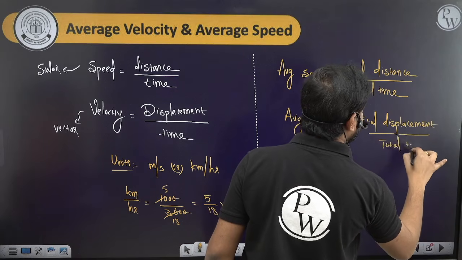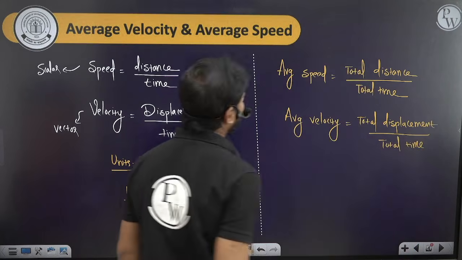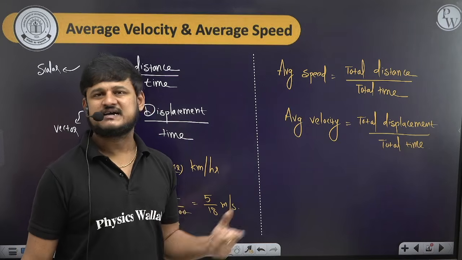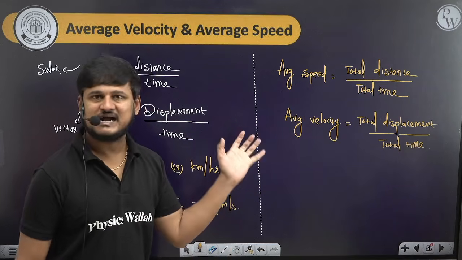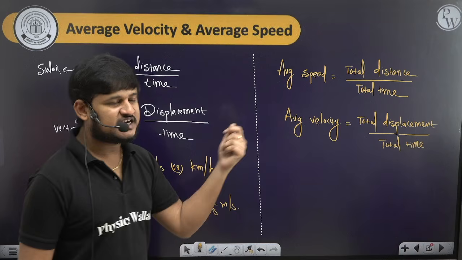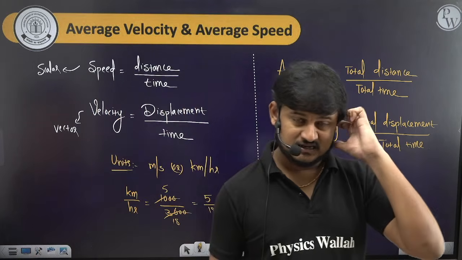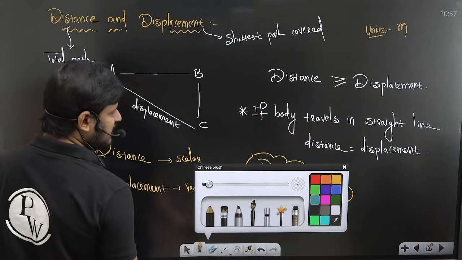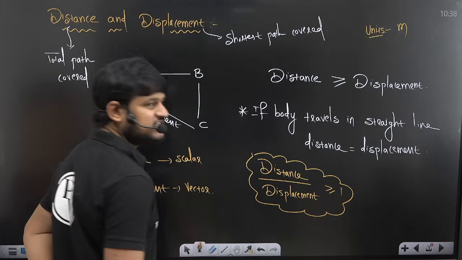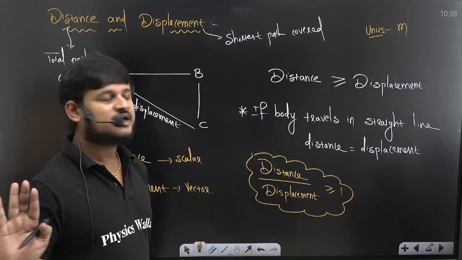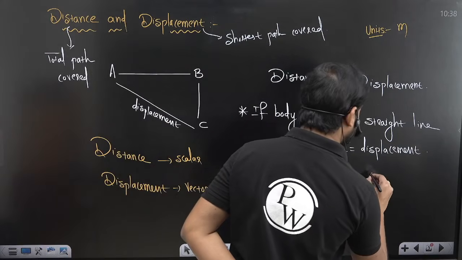And the units are going to be the same. You can also write here that the ratio of average speed to average velocity will always be greater than or equal to 1. Understanding? Because the ratio of distance to displacement is always greater than or equal to 1, right? Clear? And one more point you can include here: the displacement can be 0, but the distance can never be 0.